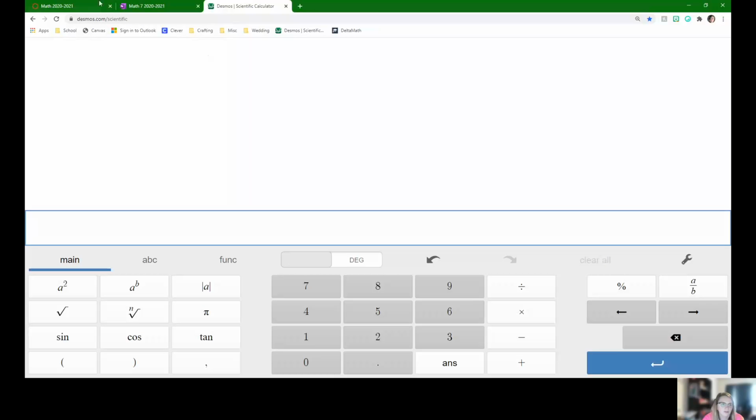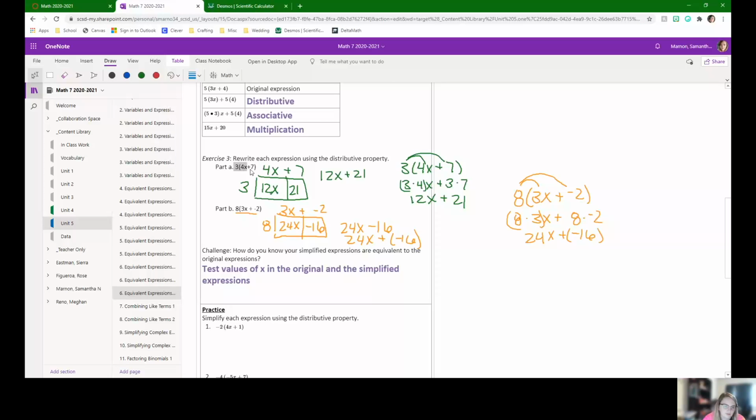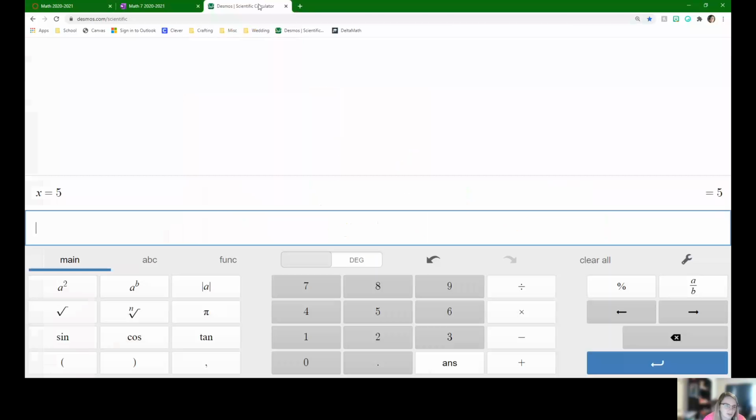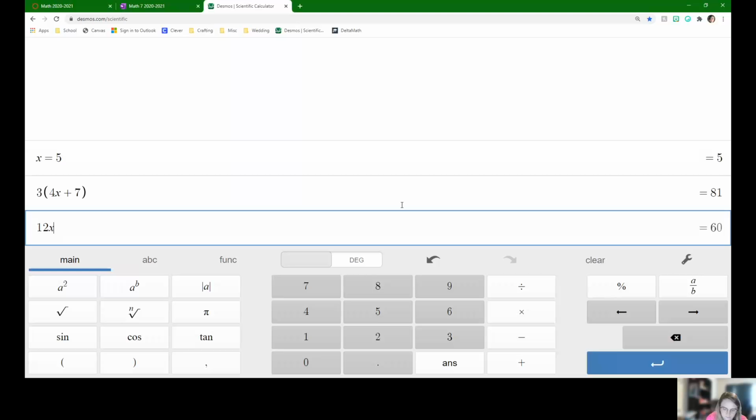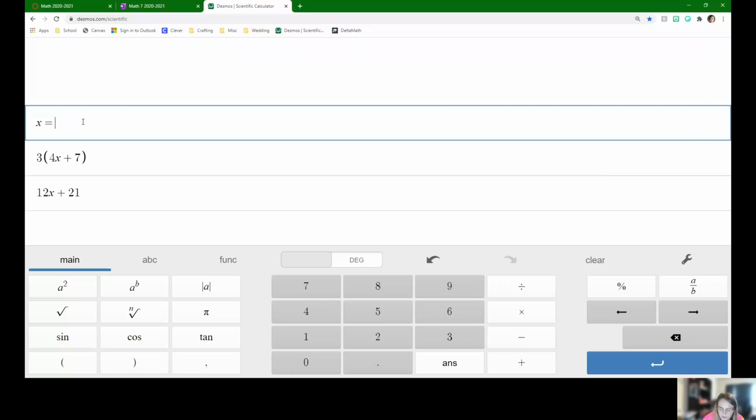So I could clear this all out and I could say, okay, I want x equals 5 to start. Something, you could pick any number. And then let's just do this first one. 3 times the quantity 4x plus 7. And then our other expression, we said 12x plus 21. We can see when x is 5, they're both 81. So you can actually go through and check a bunch of different numbers. You can do negative 10,000 even, and see that they're going to be the same value for every x. So that's just a quick way we can check that.